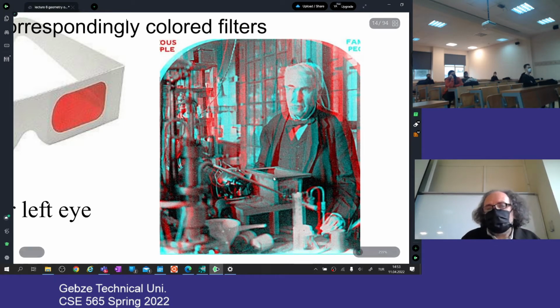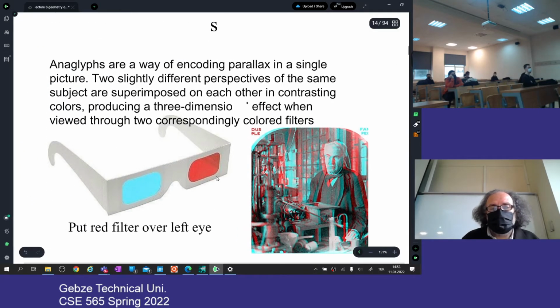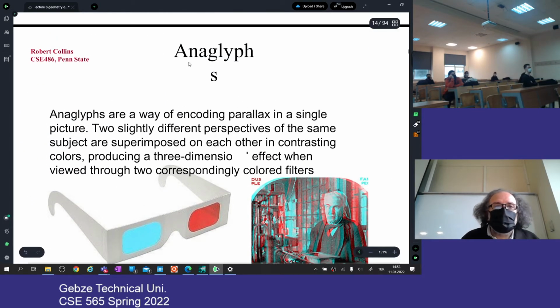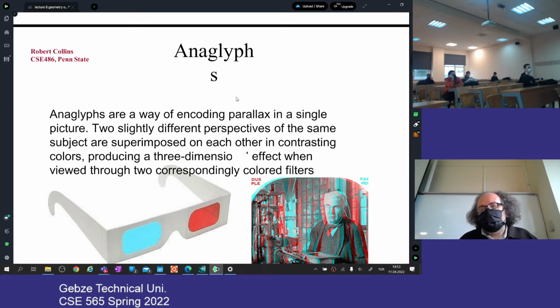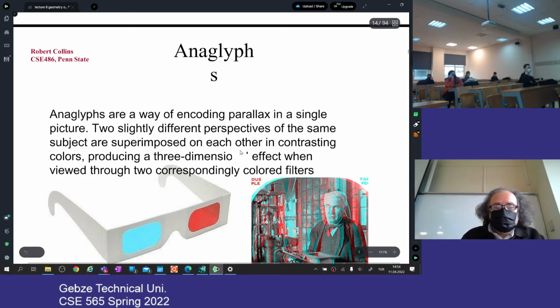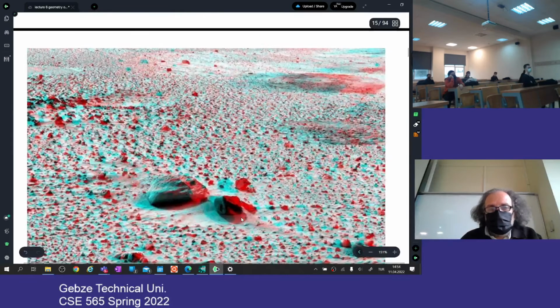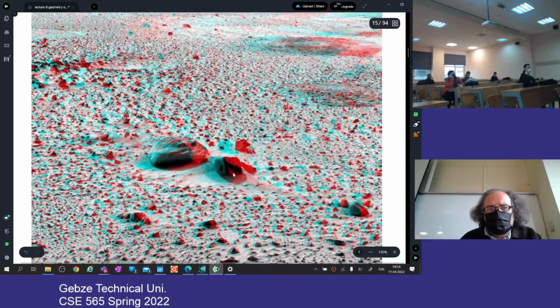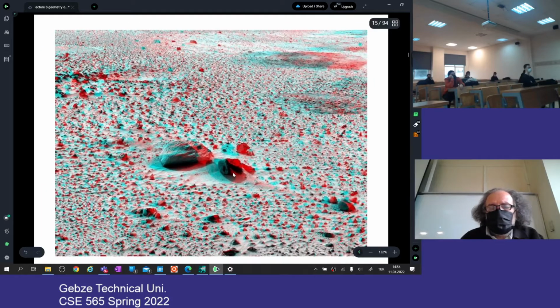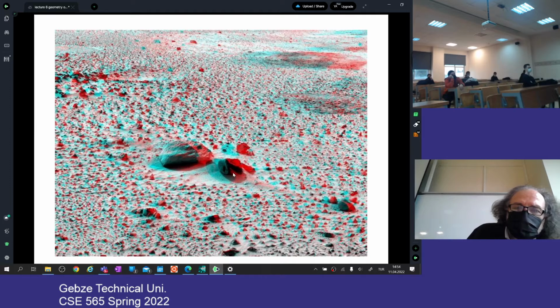Of course, I am not seeing any color. Everything is in grayscale. That's called an anaglyph. And these were invented a very long time ago. People have been watching videos, watching cinemas, or looking at pictures using this simple cardboard glass. And I think this is an anaglyph made from images from Mars.